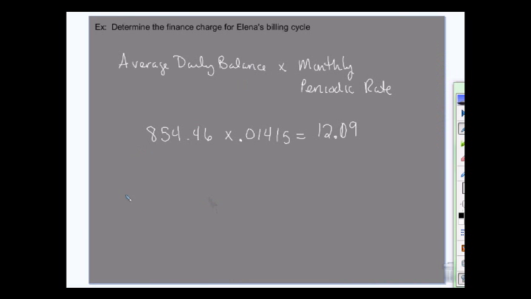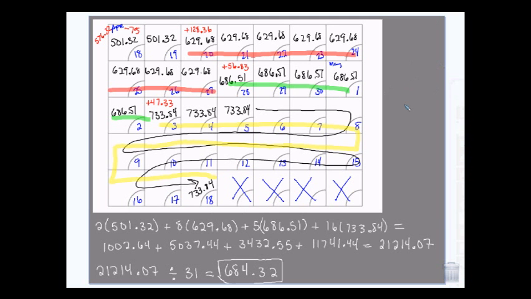So there's that. Now the monthly periodic rate is equal to the annual percentage rate divided by 12. That's where you find that. So if you want to double check that, you can double check that as well.